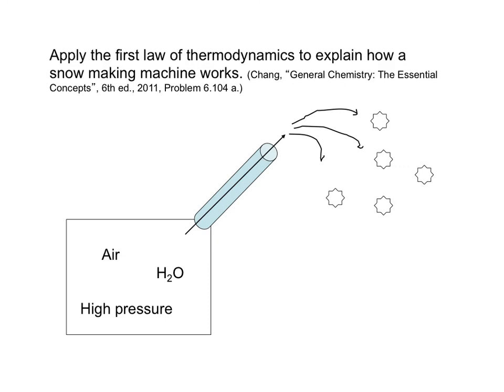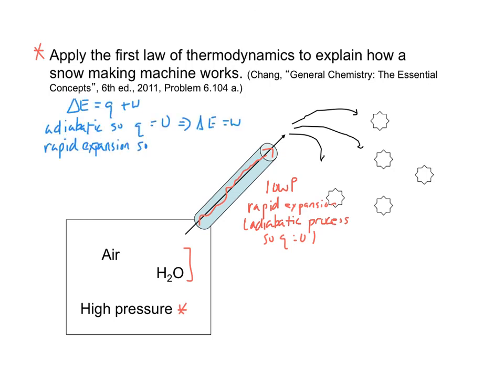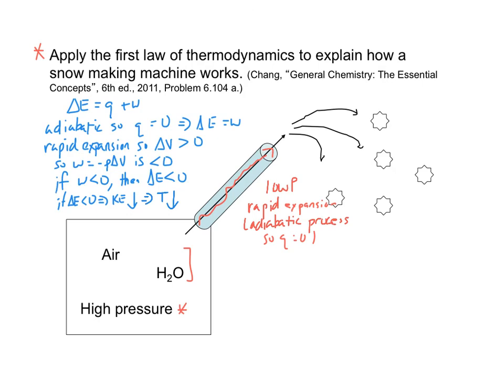You want to go skiing but there's no snow, so you make your own snow. So a snowmaking machine has air and water compressed under high pressure. The air and water pass through a tube and expands rapidly into the atmosphere to make snow. Stop the video and answer this question. And the answer is, delta V is greater than 0, that means work is done by the system. So if delta E is less than 0, that means the kinetic energy decreases, which means the temperature decreases enough to freeze the water to make snow.